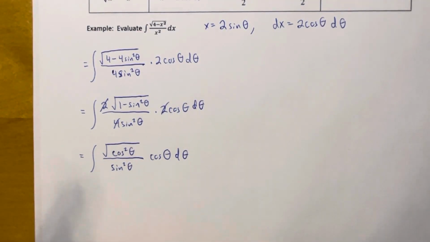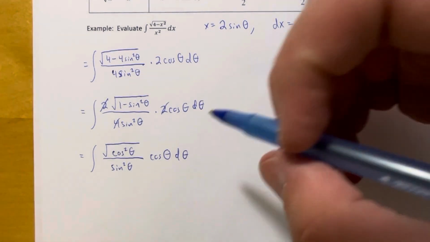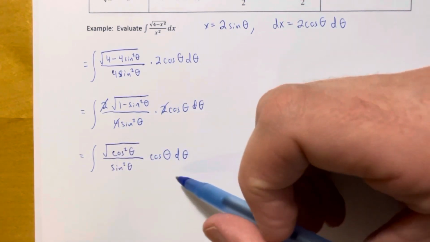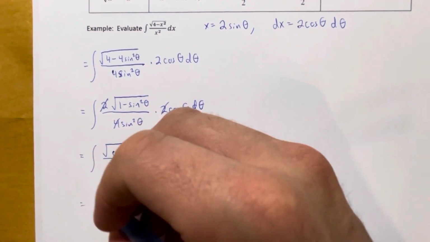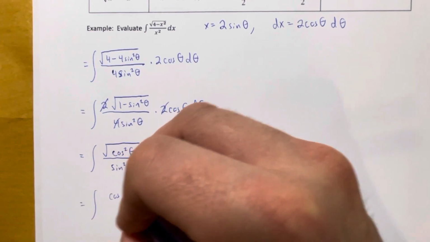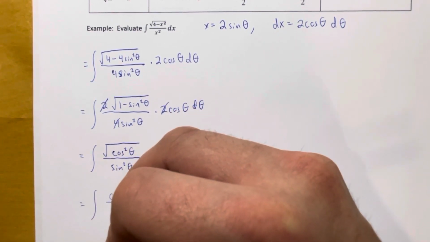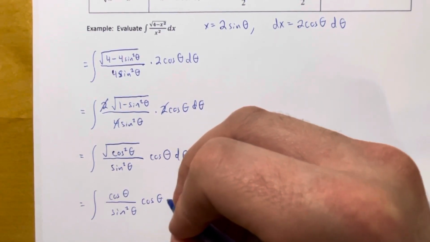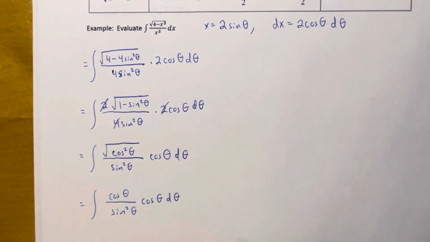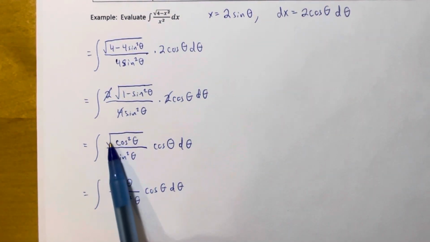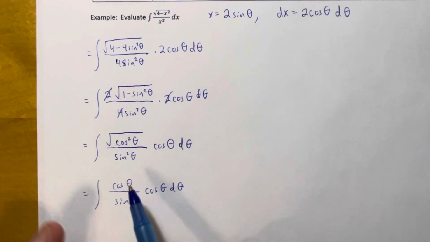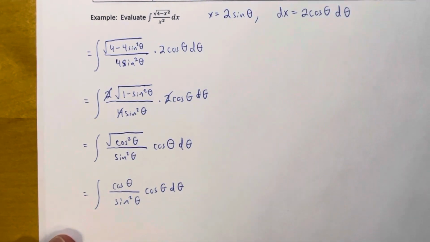Now let's think about what happens next. I have the square root of cosine squared. If you take the square root of something squared, in this case, wouldn't I just get cosine of theta? Like the square root and the square should be canceling each other, right? Well, yes, but there's kind of a caveat to that. Whenever you take the square root of something squared, you're really supposed to get the absolute value of that thing. So I should be writing the absolute value of cosine of theta here, instead of just cosine by itself.